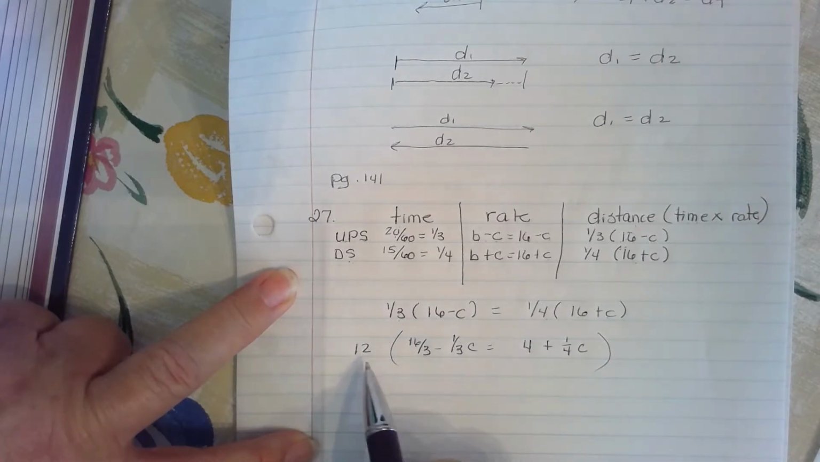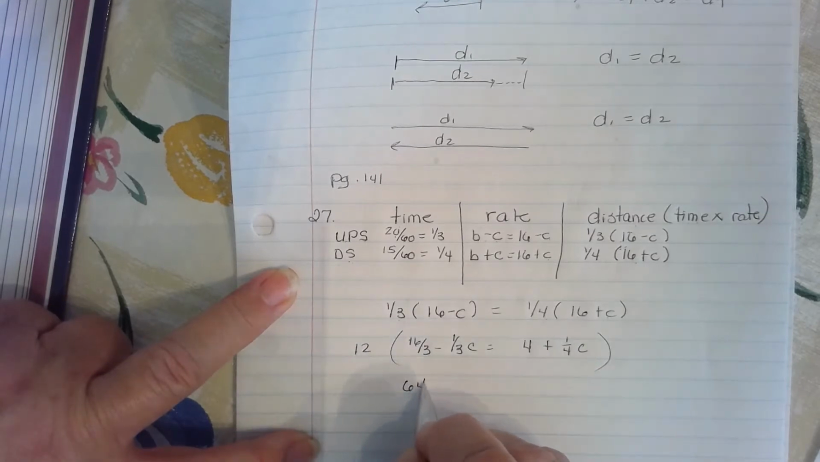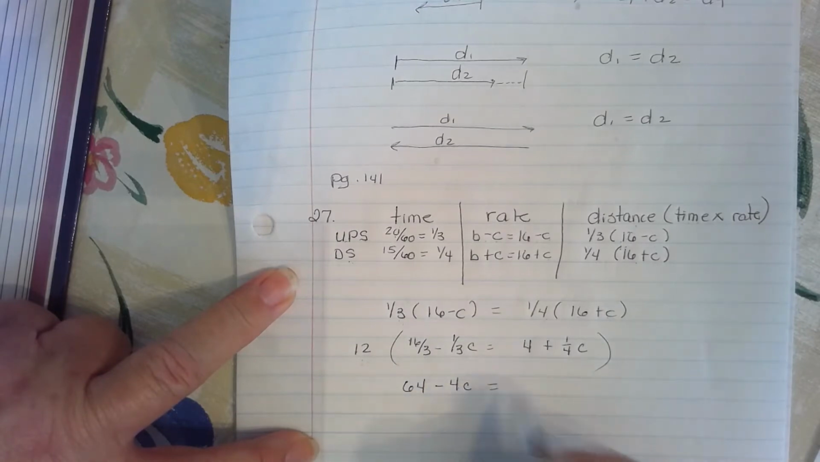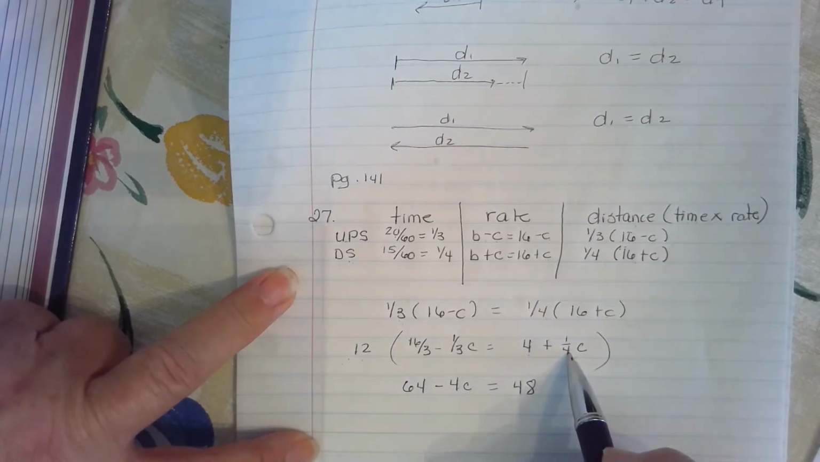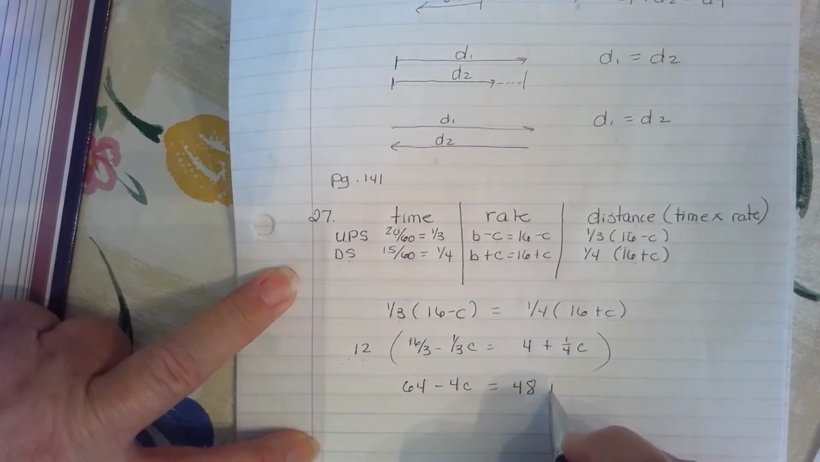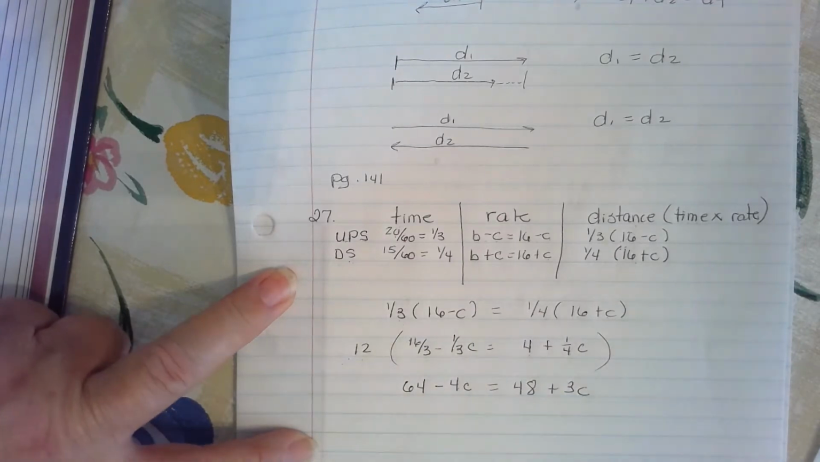When I multiply 12 times 16 over 3, I get 64. 12 times 1/3 is 4 times C. 12 times 4 is 48. And 12 times 1/4 is 3 times C.